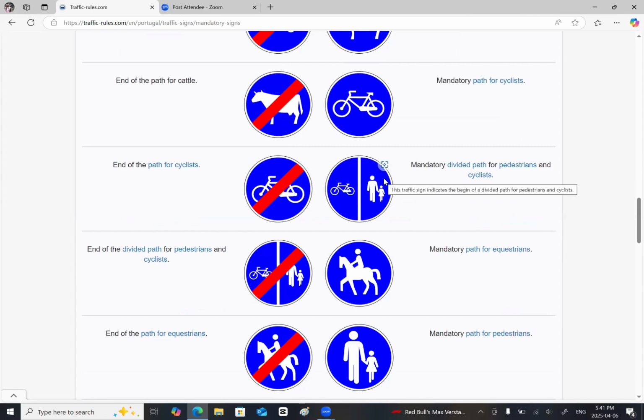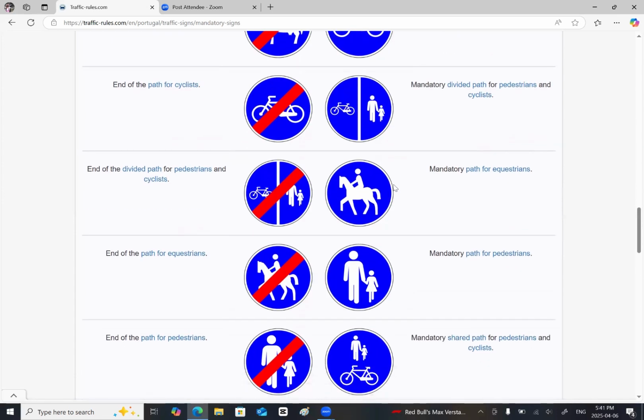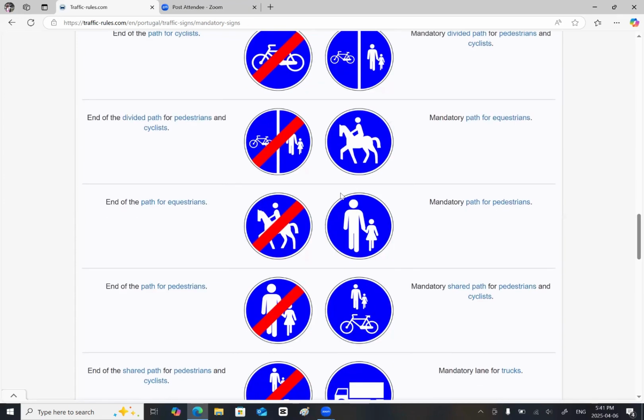Very easy. And here you can see in the picture, one side is a cyclist and another side is a pedestrian, right? This one means mandatory divided path for pedestrians and cyclists. Divided half and half. And again, end of the divided path for pedestrians and cyclists. The next one, you can see a man riding a horse: mandatory path for equestrians, right? And same thing, end of the path for equestrians.